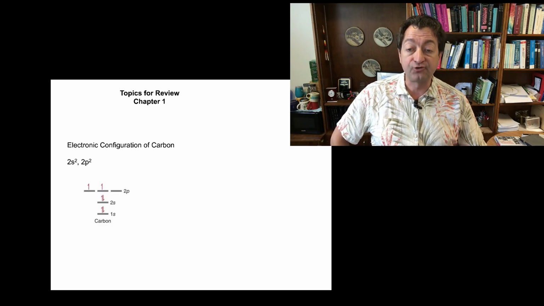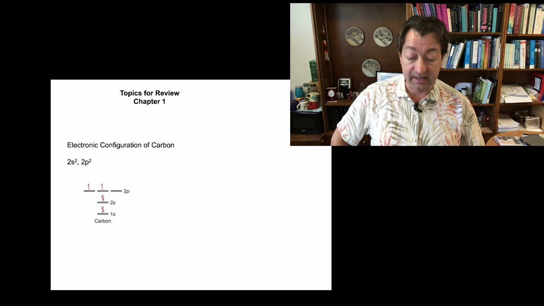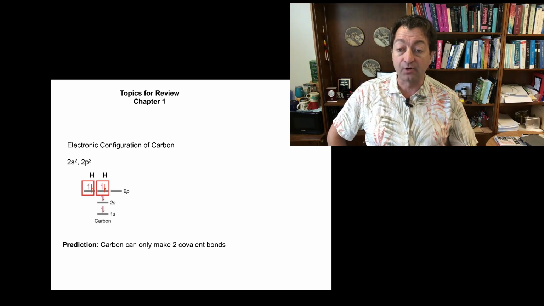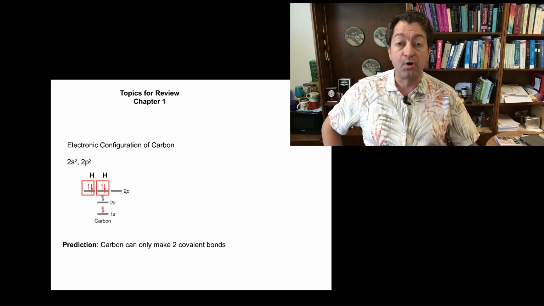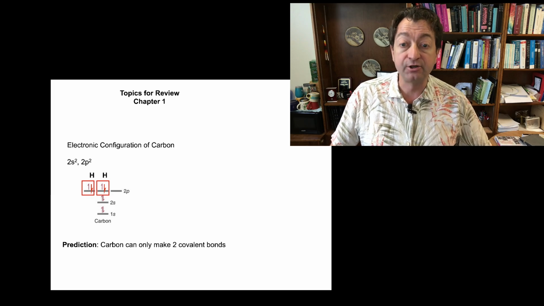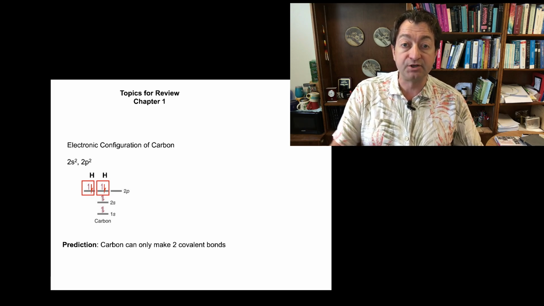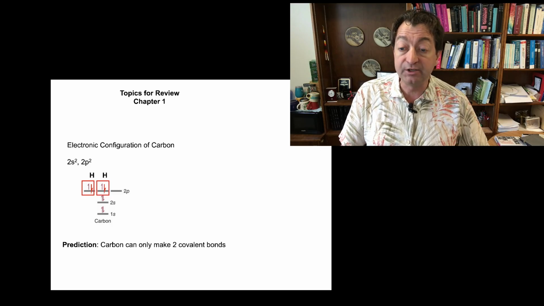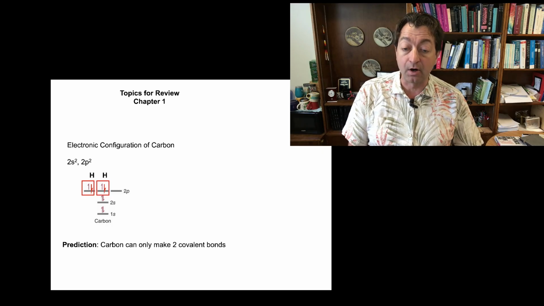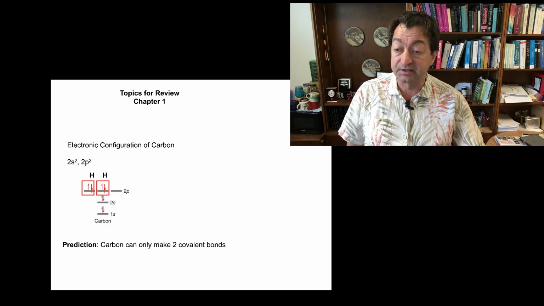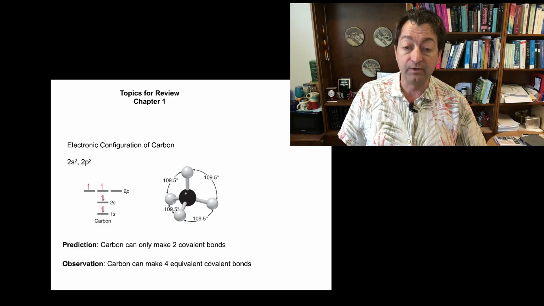If you look at that electronic configuration of carbon, the prediction you might make is that there's only space for two covalent bonds, for example, to a hydrogen atom, where a covalent bond is the sharing of two electrons between two atoms. So you might predict, based on that electronic structure, that carbon could only make two covalent bonds, as we've indicated in the cartoon here.